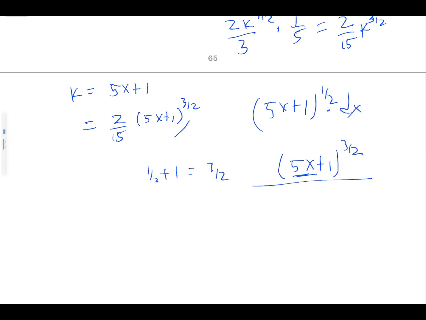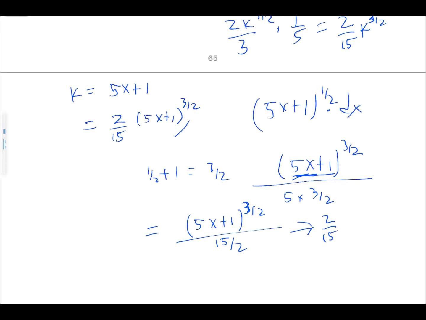And you take the power, you differentiate whatever is in the brackets, and you divide. So when I differentiate whatever is in the bracket, 5x plus 1, I'm going to get 5. When you get the 5, multiply by the power, so it's 5 times 3 on 2. At the end of the day, you are going to get 5x plus 1, all power 3 on 2, and then divided by 15 on 2. And at the end of the day, when you do the reciprocal, we are going to get 2 on 15, and into bracket 5x plus 1, all power 3 on 2.